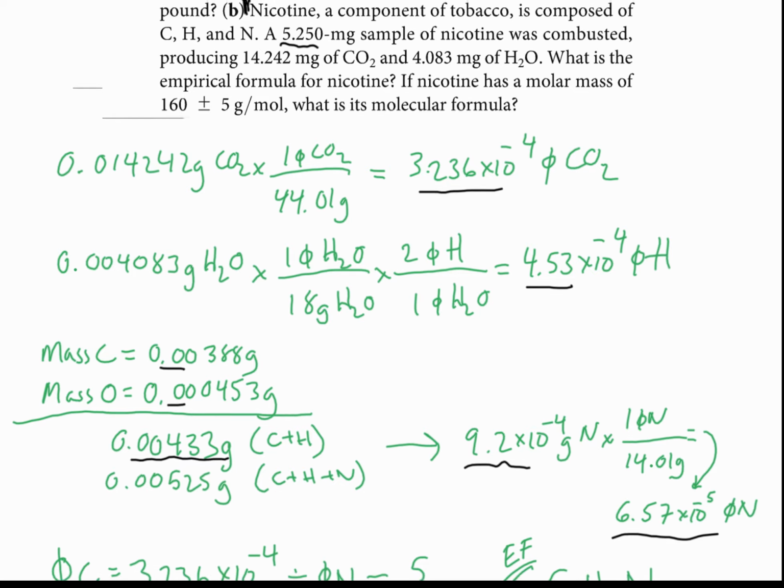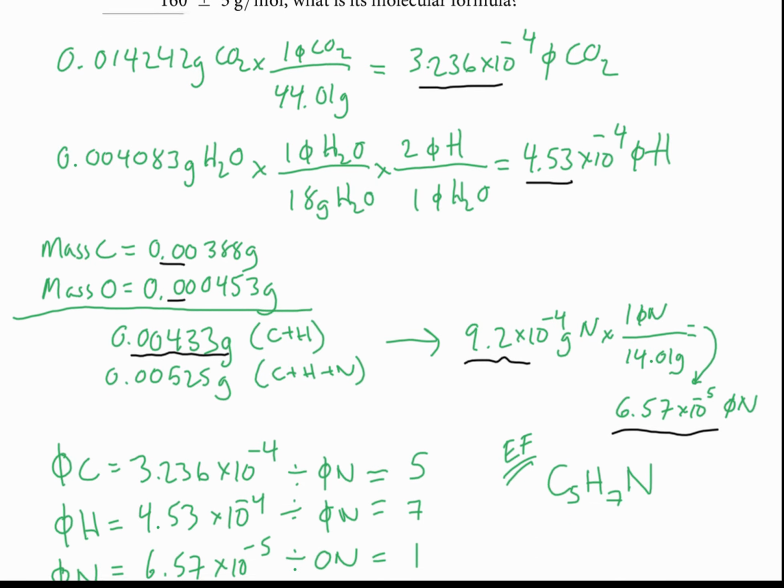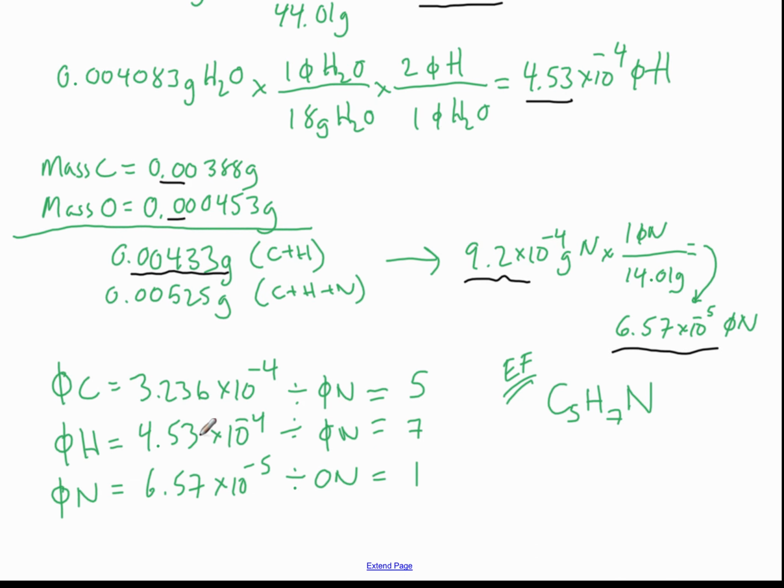All right, next step is just to look at the ratio between them, which I did down here. I divide the moles of carbon and hydrogen by the moles of nitrogen because it's the smallest one. I do that because that will always produce whole number ratios, and I get 1, 5, and 7. So this is the empirical formula.